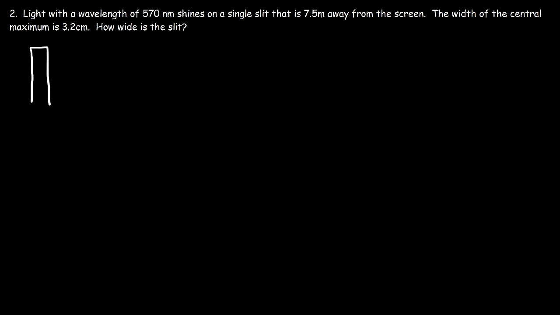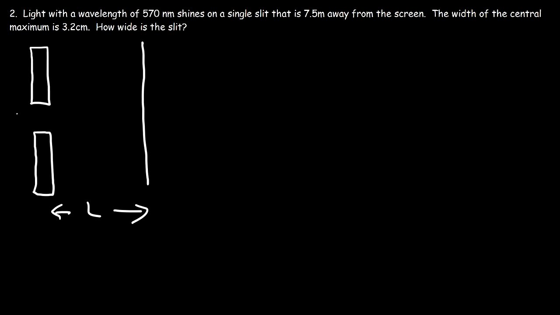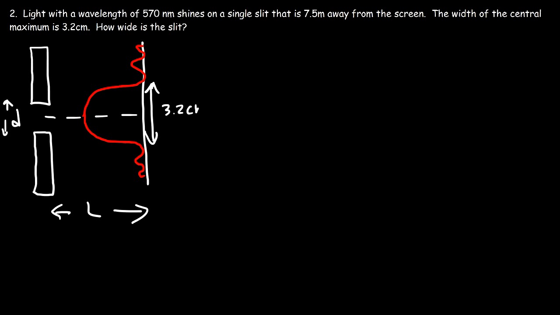So let's start with a picture. So we have a single slit. Let's say this is the screen, and so this is L, and this is D. And let's say this is the central maximum. So our goal is to calculate D. Now we have the width of the central maximum. So this right here is 3.2 centimeters.